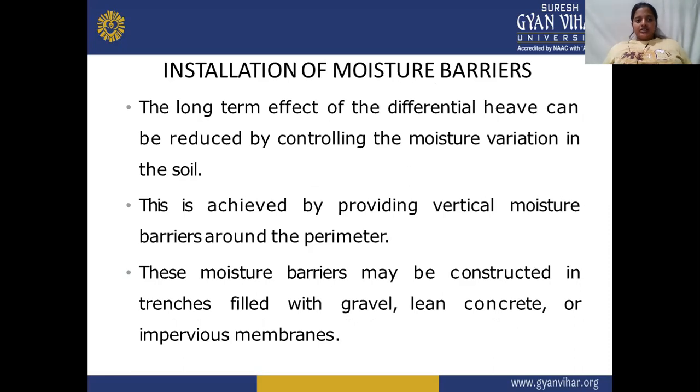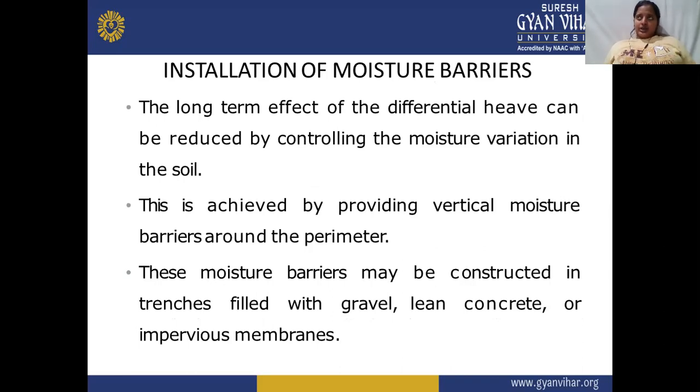Installation of moisture barriers. The long-term effect of the differential heave can be reduced by controlling the moisture variation in the soil. This is achieved by providing a vertical moisture barrier around the perimeter of the building. These moisture barriers may be constructed in trenches filled with gravel, lean concrete, or impervious material. You can use any of these materials to achieve moisture barriers.